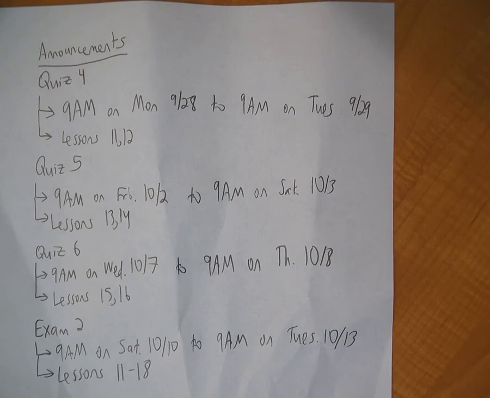Quiz 6, the quiz window will open up on Wednesday the 7th, October 7th. So not this Wednesday, but the Wednesday after that. And then exam 2, the window opens up on Saturday the 10th and it closes on Tuesday, October 13th. That covers lessons 11 through 18. Okay? So that's all I had to say on that. So any questions on that? Any quick homework questions you want to look at?